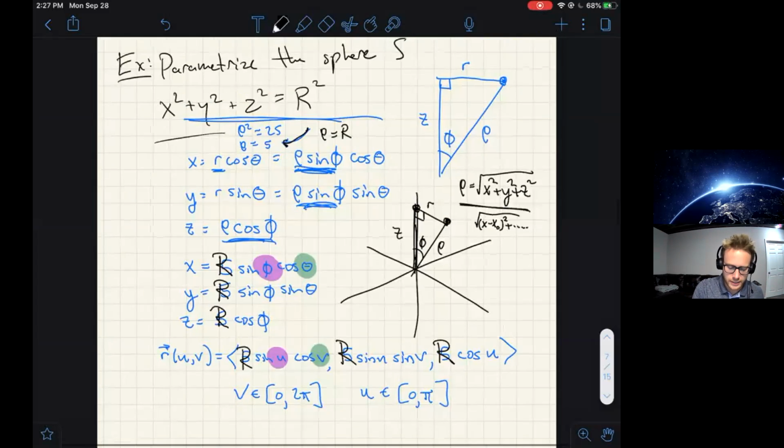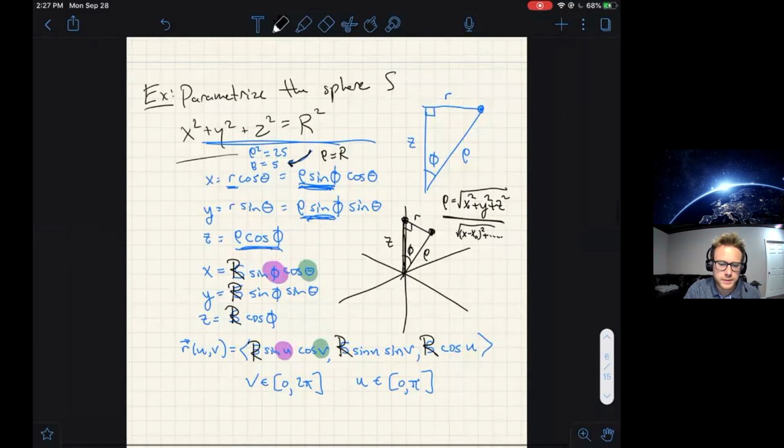I have a request to get the entire problem on the screen. That one's easy enough. So is 5 both r and phi? Interestingly enough, it's neither. So r is just rho in this case. Why is u from 0 to pi? Because this is all you need to get all of the points in the sphere once.